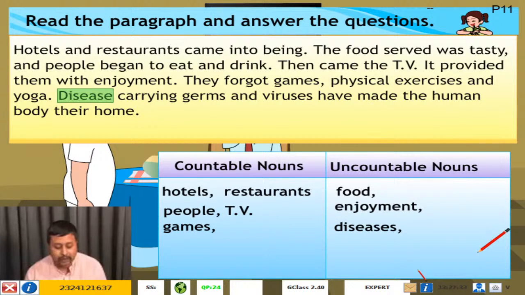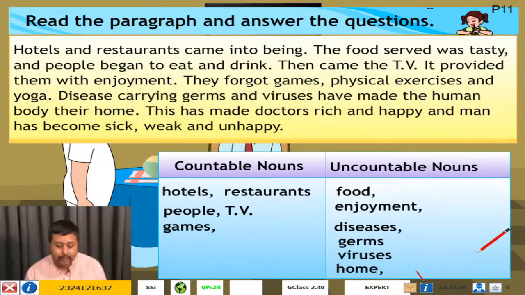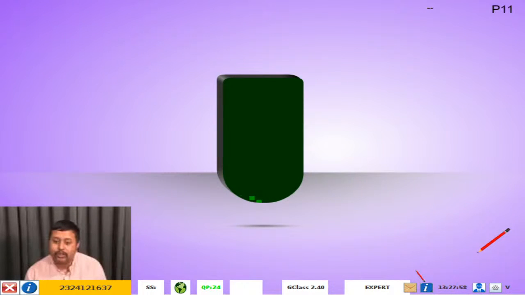Then diseases carrying germs and viruses have made the human body their home. Diseases is what? Disease is uncountable. Then germs is uncountable. Virus again is uncountable, right? Then home is again uncountable. This has made doctors rich and happy, and man has become sick, weak, and unhappy. Now, what happens here? Doctors is countable, man is countable, right? So, we got that one.